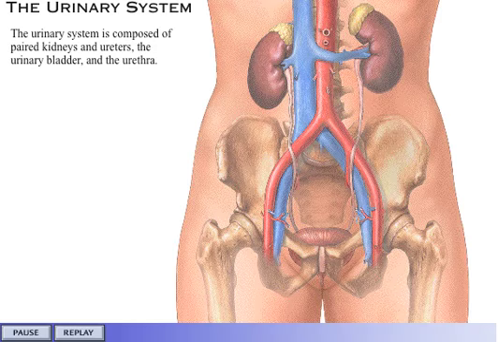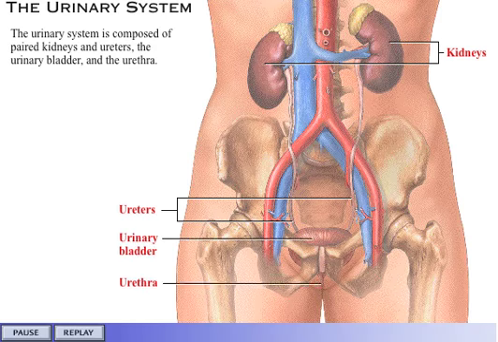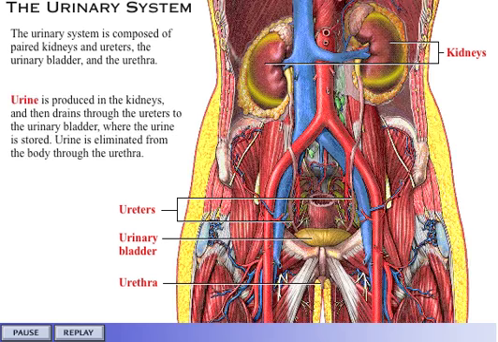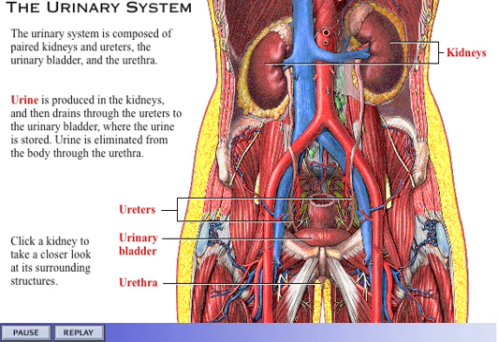The urinary system is composed of paired kidneys and ureters, the urinary bladder, and the urethra. Urine is produced in the kidneys and then drains through the ureters to the urinary bladder, where the urine is stored. Urine is eliminated from the body through the urethra. Now click a kidney to take a closer look at its surrounding structures.